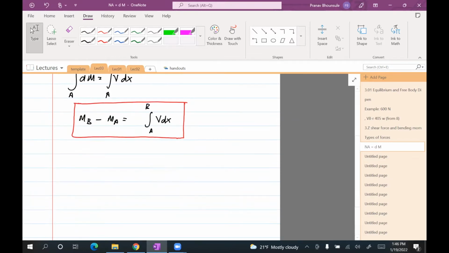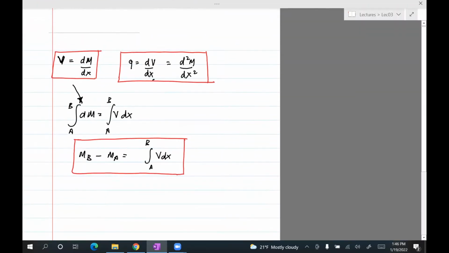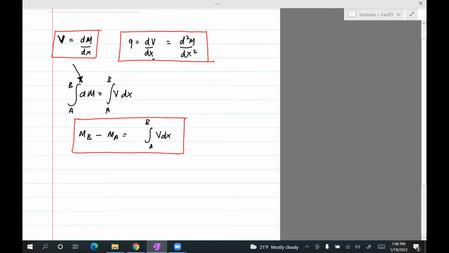Okay, another equation which you can get by integrating the second equation. So this one is a similar recipe. You take dx to the other side of Q and then integrate with respect to the distance. You get V_B minus V_A equals the integral from A to B of Q dx.